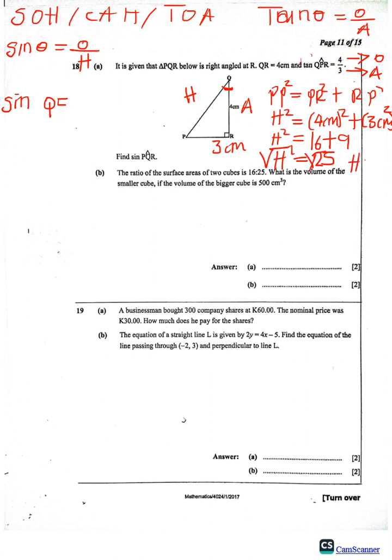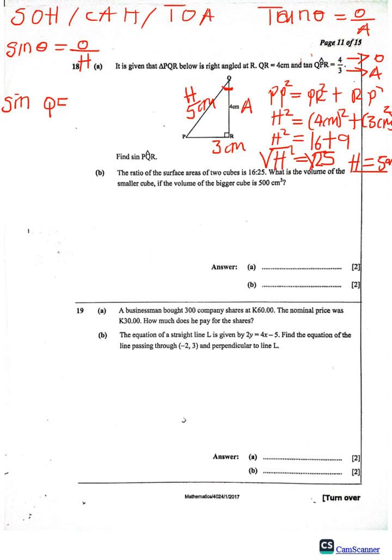So our H is equal to 5 centimeters, since the square root of 25 is 5. So this is the distance that is here. So after we have all 3 distances, we can now proceed to find sine.